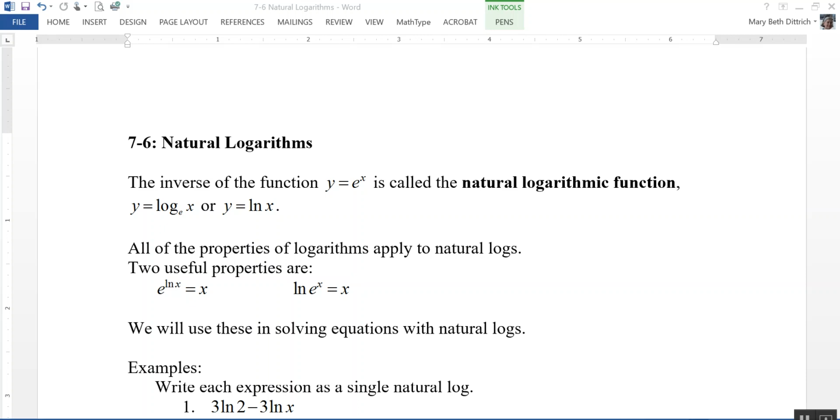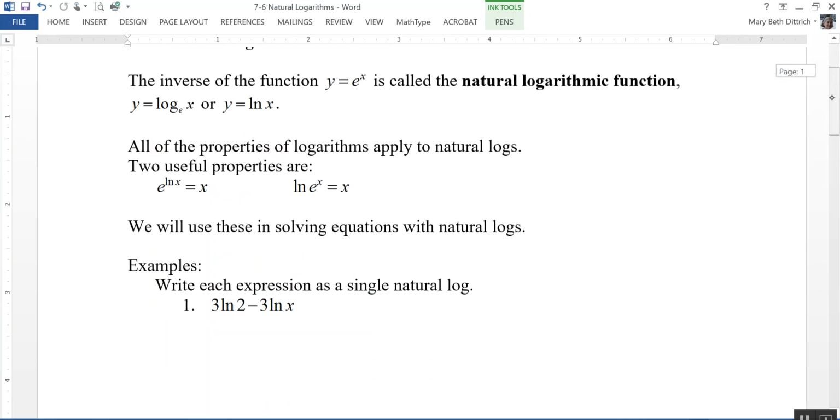Two very useful properties are e raised to the power of the natural log of x is equal to x, and the natural log of e to the x is equal to x. And we will use these in solving equations that involve natural logs. Let's take a look at a couple examples here.